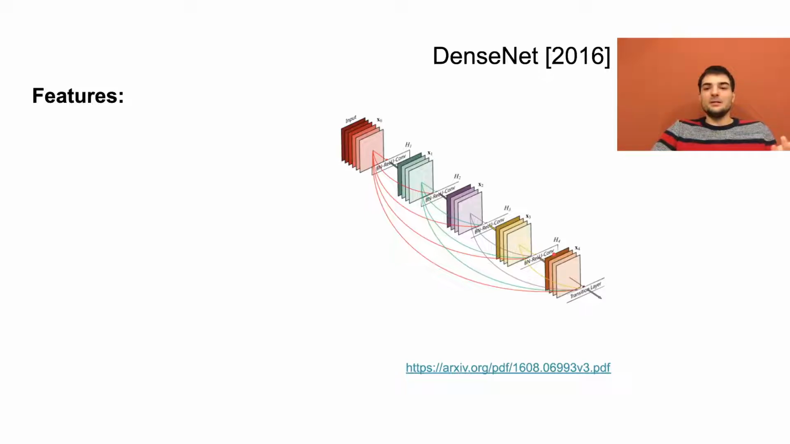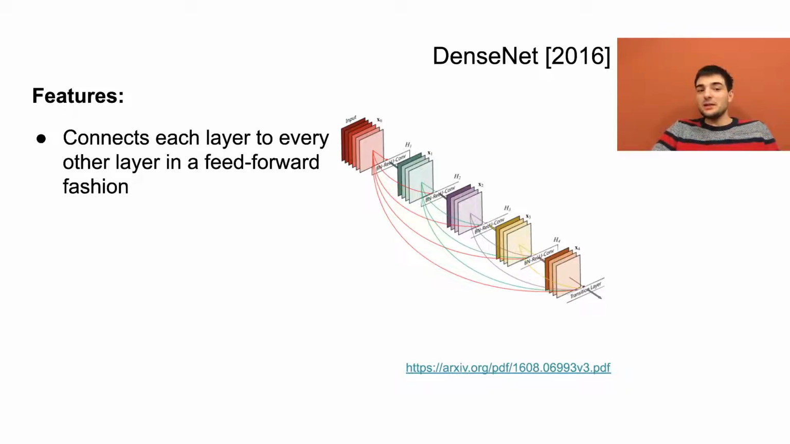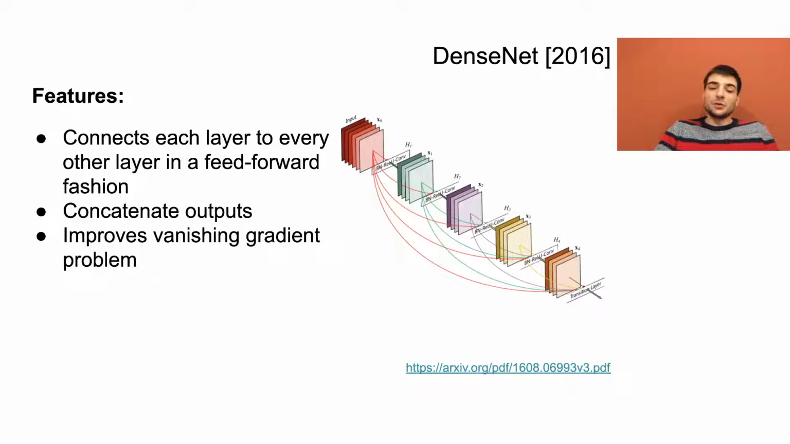So these connections are named dense connections, and DenseNet literally connects each layer to every other layer in a feed-forward fashion. And it just concatenates outputs, so not sum them up, but just concatenate. And it allows, of course, to improve vanishing gradient. It allows to build really informative representations. Of course, we shall discuss these architectures in depth. Right now, we're just making the main overview.